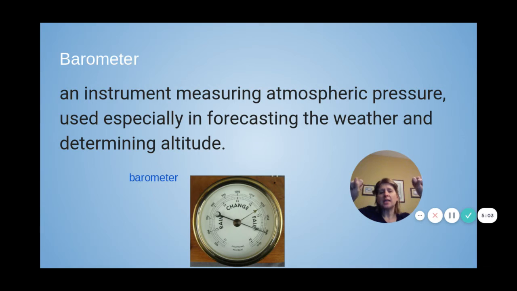Everybody put your hands like this. Bar meter, or barometer, is the correct terminology. It measures the amount of air pressure on the earth. Barometer measures the amount of air pressure on the earth.